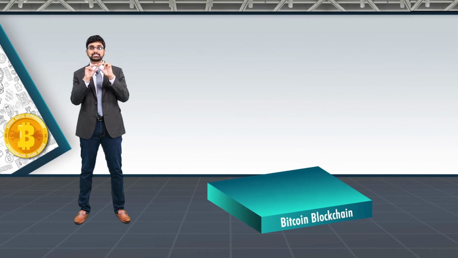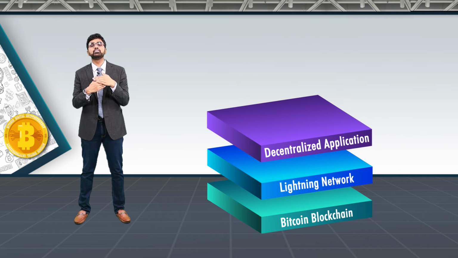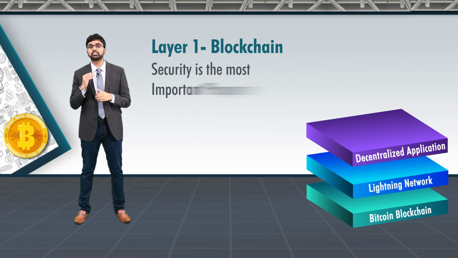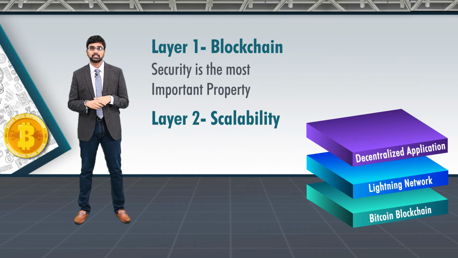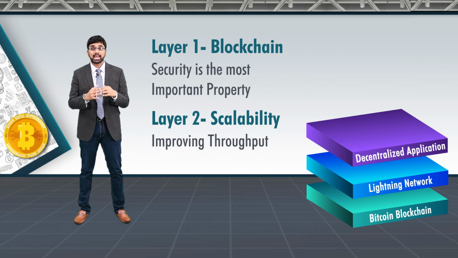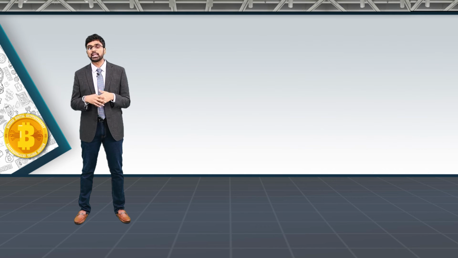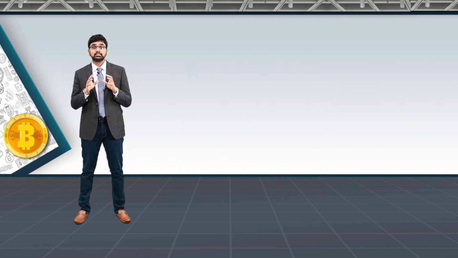By layering systems atop one another, it is possible to combine their individual strengths and minimize their shortcomings, because security is the most important property for Layer 1 blockchains. Much of the focus on scalability, like improving throughput, has been at Layer 2. Some examples of Layer 2 algorithms are the Polygon blockchain, etc.